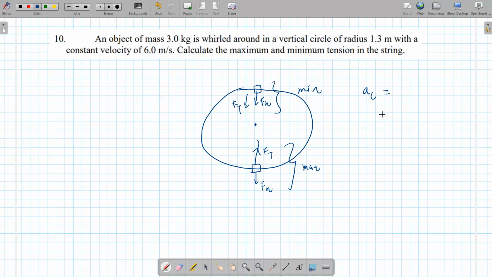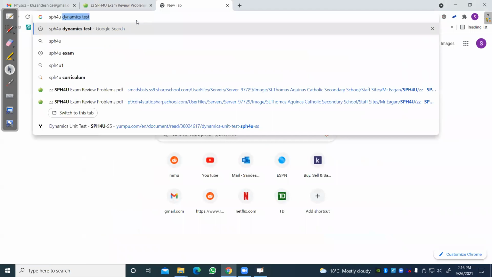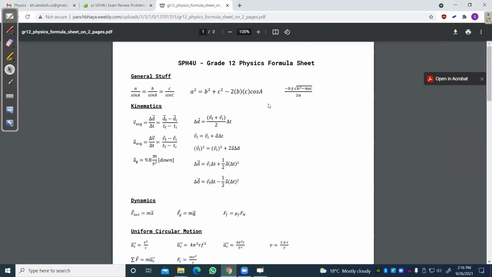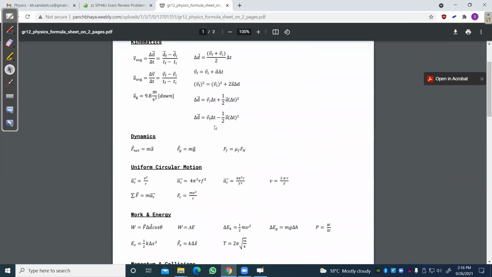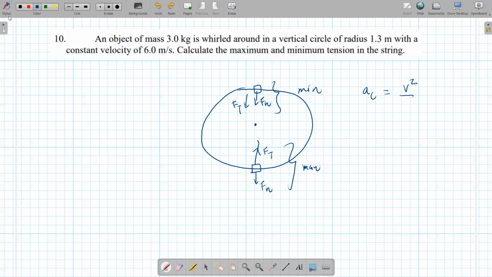That is equal to v squared over r, right? Or am I messing this up? I think it's v squared over r, because there's one with time, and we don't have time, so we don't use that one. Yeah, it's v squared over r right there. It's not v over r squared.